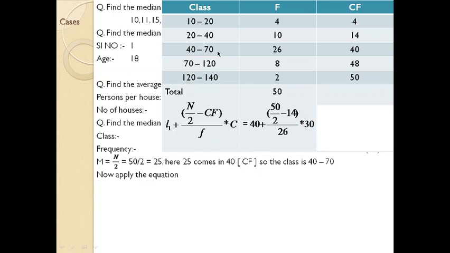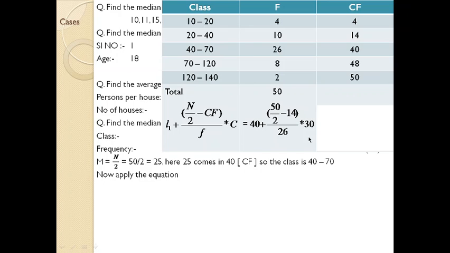Here 40 and 70 was the class. So the frequency in that particular line is 26, so 26 is written into f. We all know what is meant by C. C is the gap of that particular class. Particular class gap means the class was 40 to 70, so the gap between 40 and 70 is 30. That is why 30 is written.